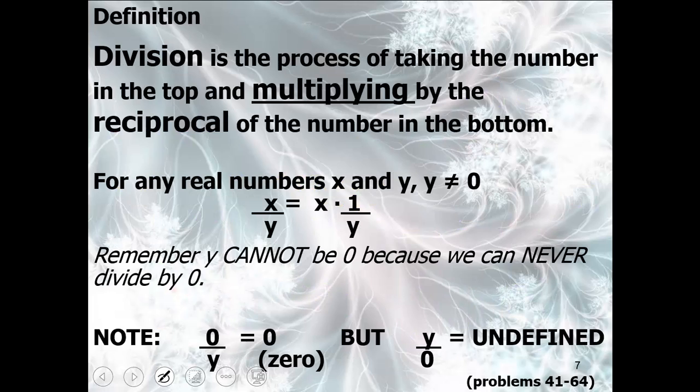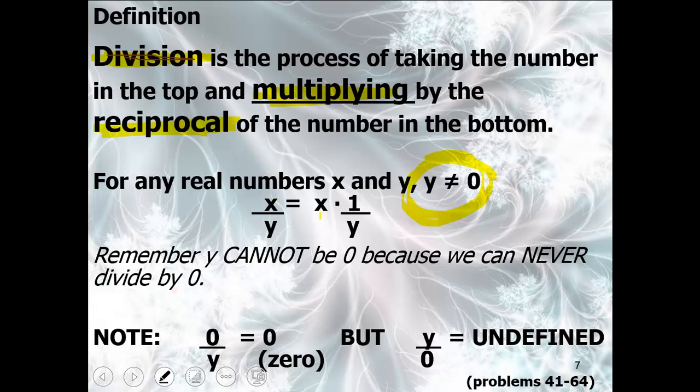Division is nothing more. Remember how subtraction was nothing more than adding the opposite? Well, division is nothing more than multiplying by the reciprocal. So, by definition, for any real numbers x and y, x divided by y is equal to x times 1 over y, as long as y is not 0. Y cannot be 0 because we cannot divide by 0.